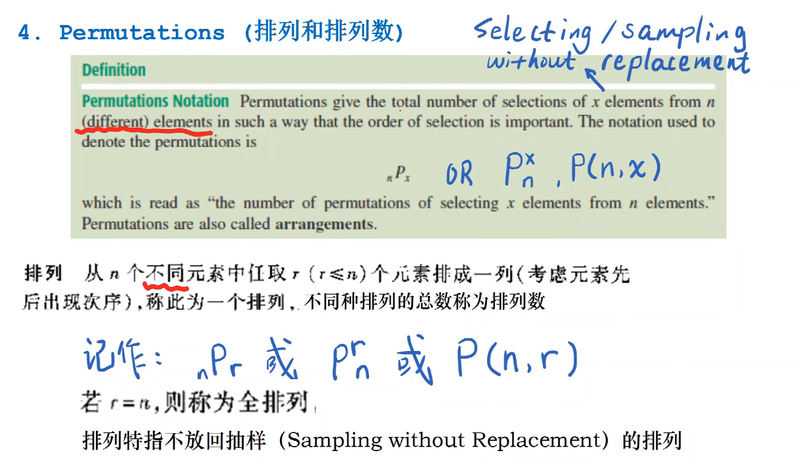Permutations gives the total number of selections of X elements from N different elements in such a way that the order of the selection is important. The notation used to denote the permutations is Pnx, or we can also use it in the form of a function, which is read as the number of permutations of selecting X elements from N elements. Permutations are also called arrangements. Okay, and let's explain this in Chinese again.